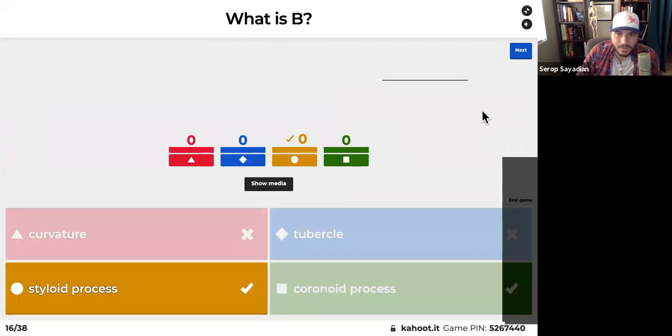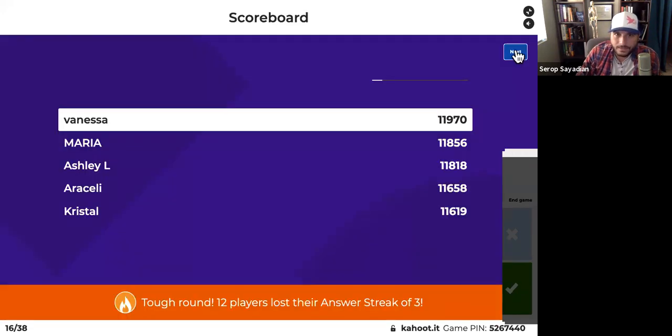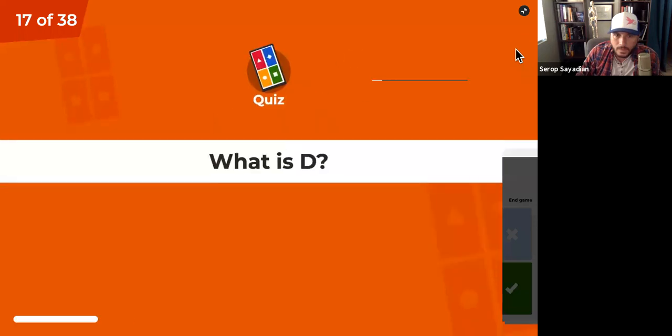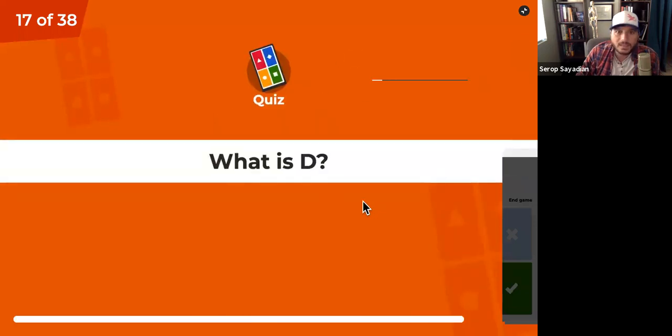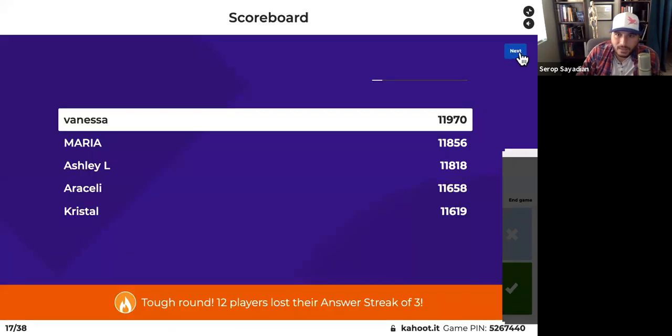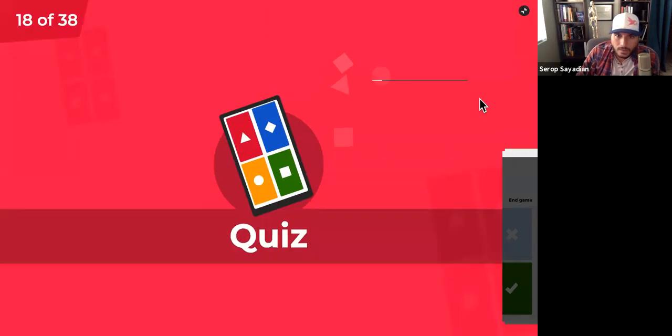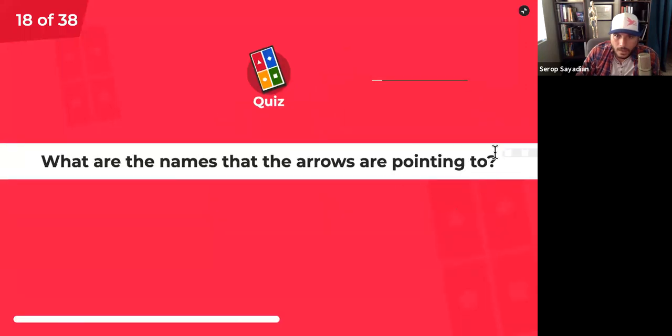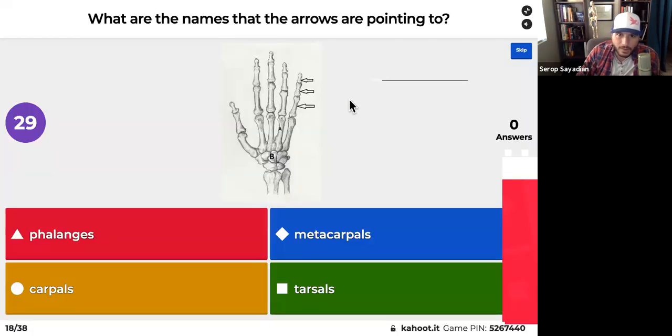Oh, yeah, you don't know styloid process. What is D? Oh, you don't know that one either. Sorry, guys. All right, here's the hand. What are the arrows pointing at?